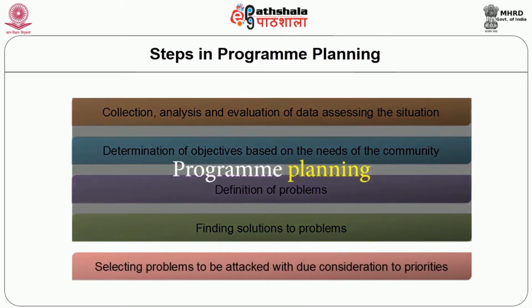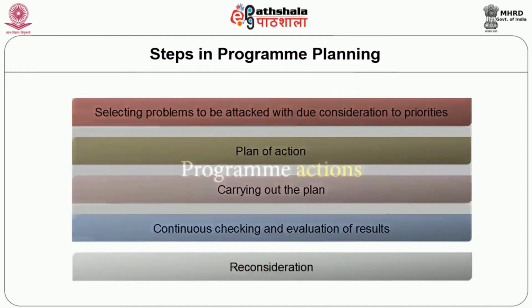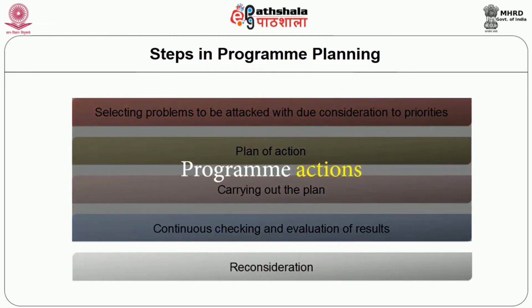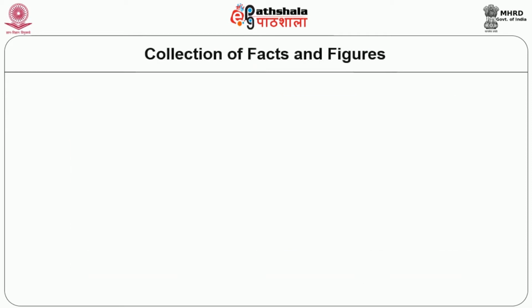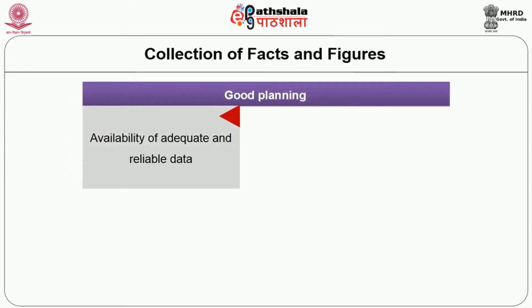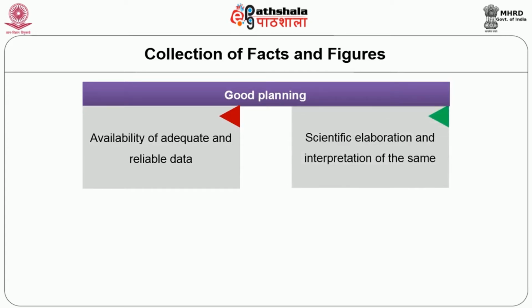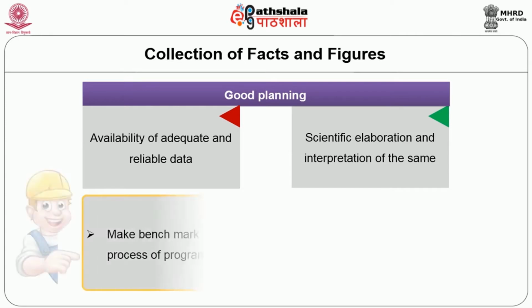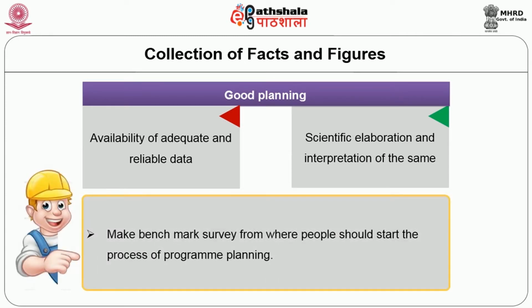So let me explain all these in a detailed manner. The first 4 steps are included under program planning. The remaining 4 steps are grouped under program action. Good planning depends on availability of adequate and reliable data and the scientific elaboration and interpretation of the same. The extension workers should make a benchmark survey from where people should start the process of program planning.